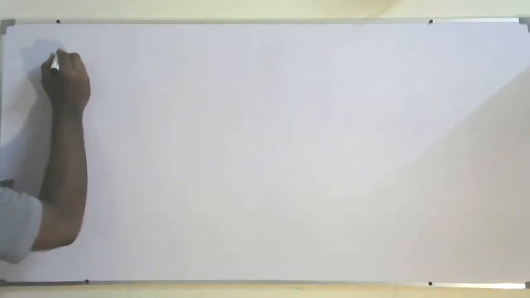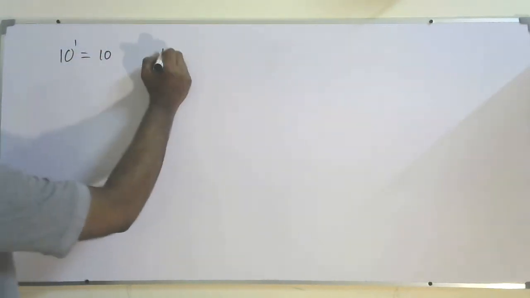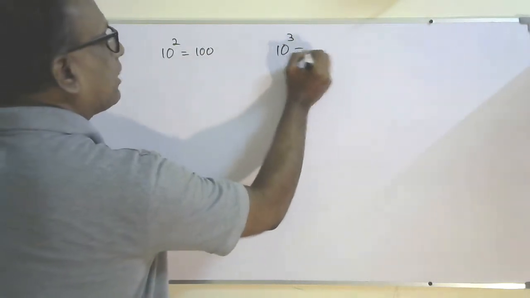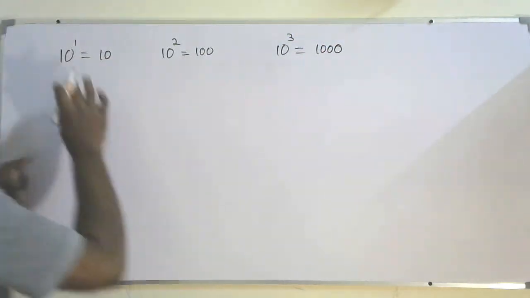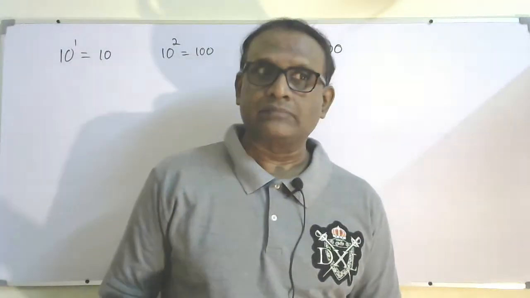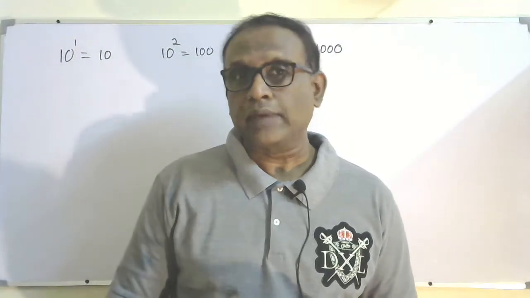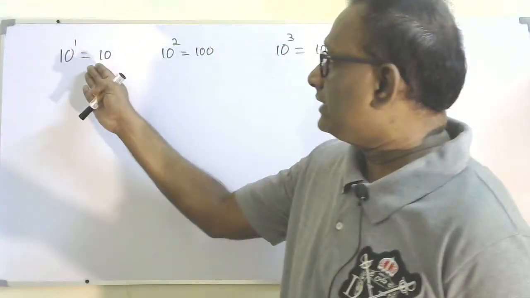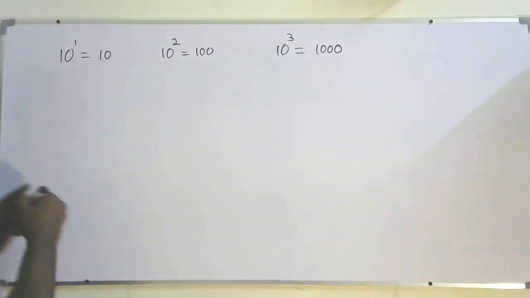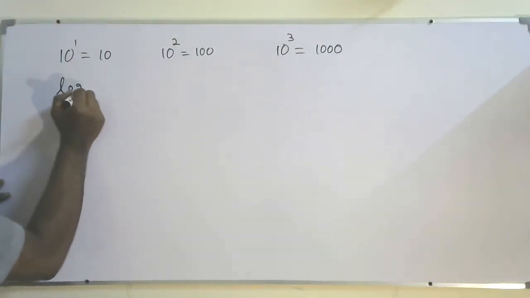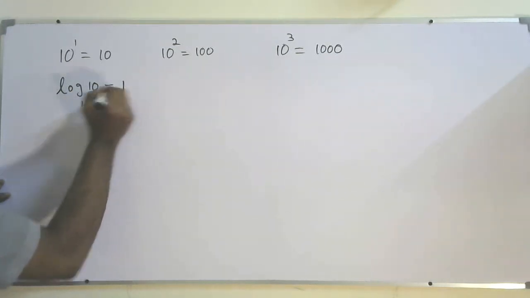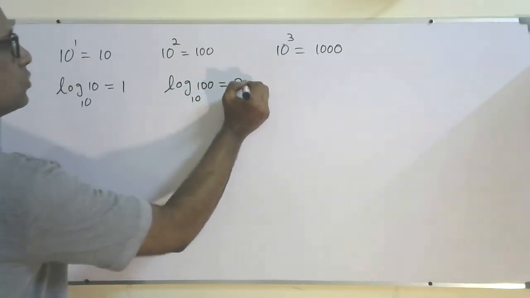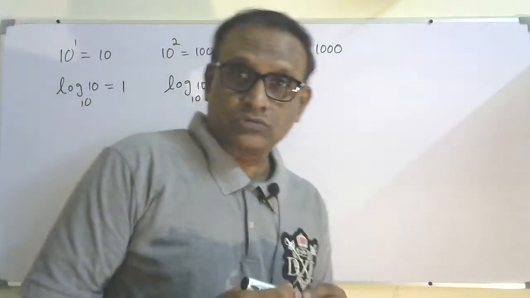Say, like 10 to the power 1 equal 10, 10 to the power 2 equal 100, 10 to the power 3 equal 1000. This I can write in terms of logarithm, or I can introduce a new mathematical operator or function called logarithm to represent these indices. How to represent it? I can say log 10 of 10 equal 1, log 10 of 100 equal 2. Okay, what does it mean by this way of writing?